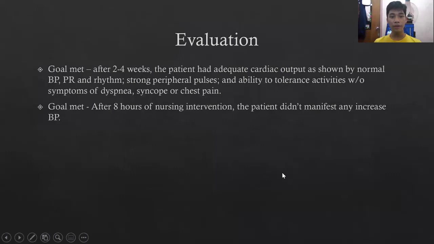So for our evaluation, the goal is met if after 2 to 4 weeks the patient had adequate cardiac output as shown by a normal blood pressure, pulse rate, and rhythm. Also strong peripheral pulses, radial pulses, and popliteal and dorsalis pedis pulse. So there is a strong peripheral pulse in that area, and the ability to tolerate activities without symptoms of dyspnea, syncope, or chest pain.